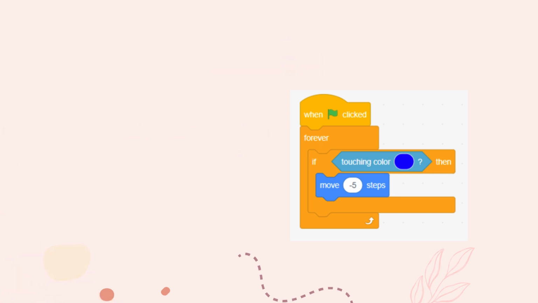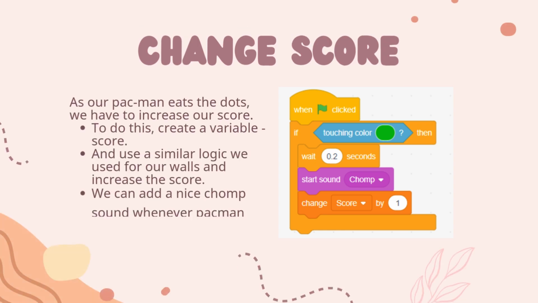In order to have our score vary according to the dots being eaten, we go to the Variables category and click on Make a Variable to create a variable named Score. Once we have created the variable, grab a Start block from Events and If Then from Control. To check if our Pac-Man is touching a dot, we use the touching color block from Sensing and alter the color to the color of the dots. Let's add a sound to make it more fun. Pick Start Sound from Sounds and add a sound you like.